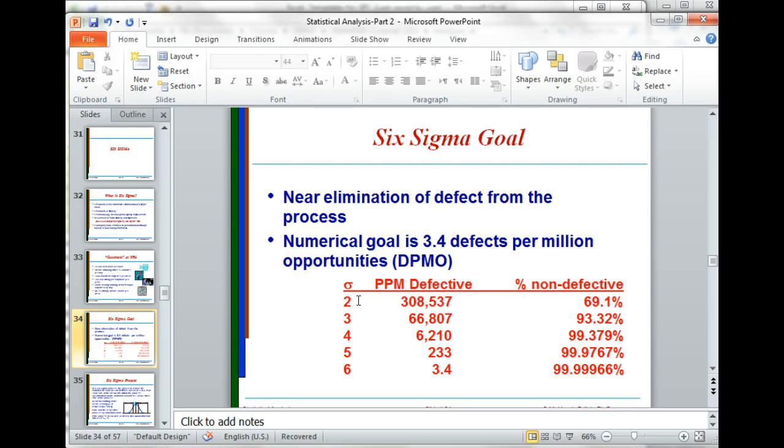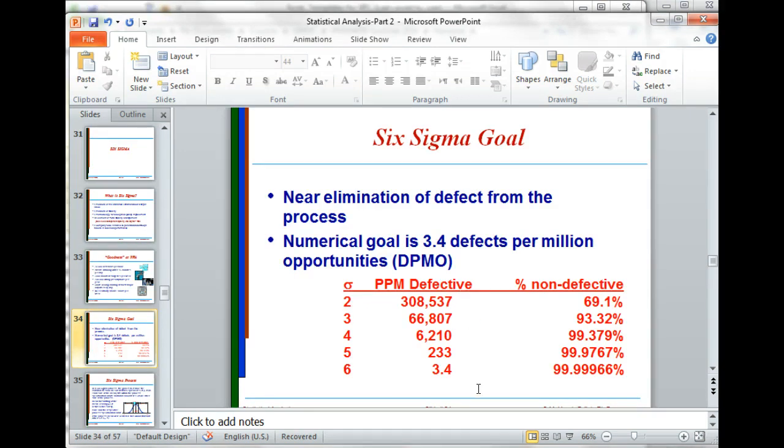If you put a sigma value on a process and say this is a 2 sigma process, that means that out of 1 million outputs, 308,537 of the units coming out are not acceptable. That corresponds to only 69% being good output. If the process is 3 sigma, more output is acceptable, so defects are reduced to 66,000. If the process is 4 sigma, that's 99.4% good. And if the process is 6 sigma, then the defective output is only 3.4, which means nine 9s: 99.9997% of the outputs are good. That's the definition of a Six Sigma process.